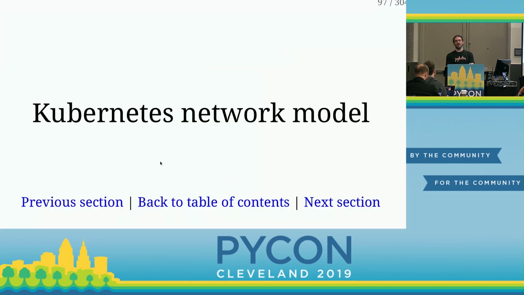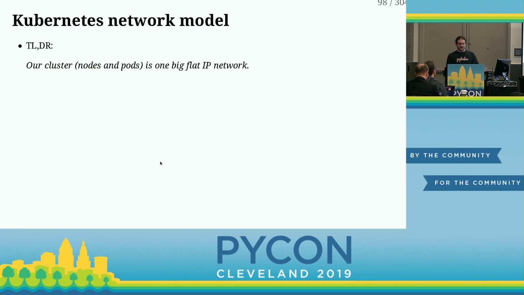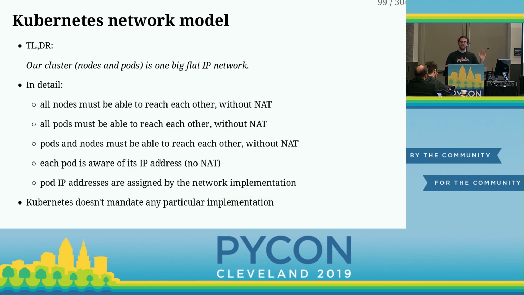So, one more thing, the network model. I'm going to be relatively quick on this. The short version is that on Kubernetes, we have one big flat network. So we have nodes, the machines, and the pods, the containers, everything is on one big flat network, and everything can ping everything directly. We don't need to map ports. It's pretty simple.